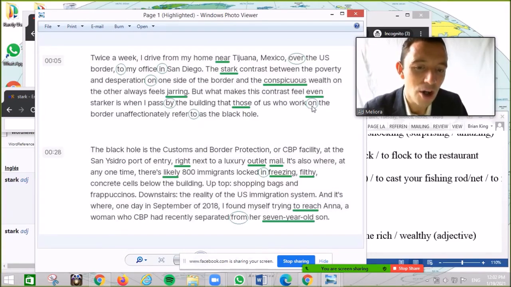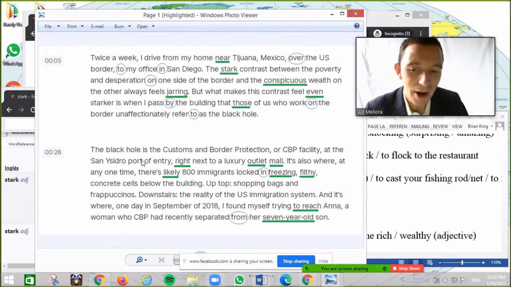Who work on, again, the border, the preposition: over the border, at the border, on the border, all possible. I think in Spanish it's only possible en border. Refer to, that's a typical connection as well. Refer to my friend, refer to the doctor, refer to.